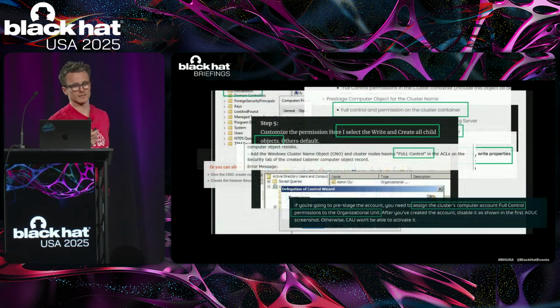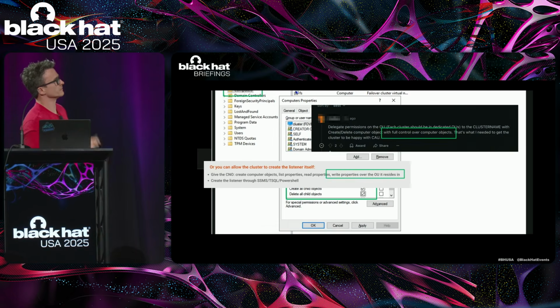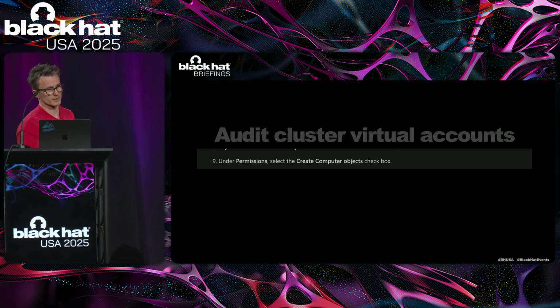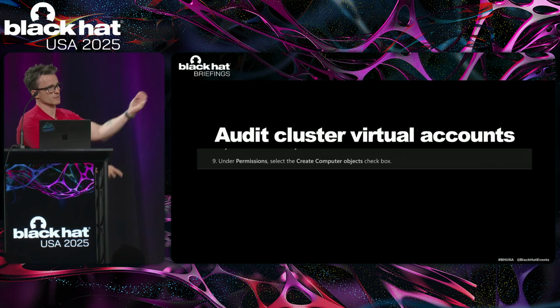So how do we go about fixing this? What do we do to solve this problem? The first step is really easy. We only need that one permission in the OU that we're building the clusters in. So walk the permissions back, only create computer objects. We're going to audit those cluster virtual accounts and see if they're giving those excessive permissions and try to fix that.